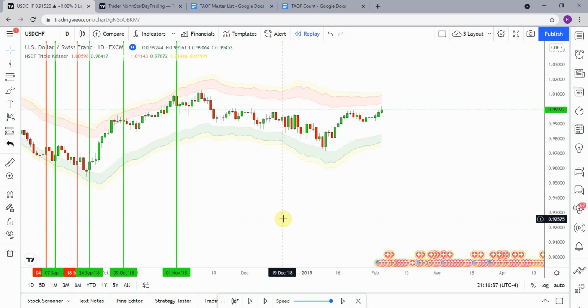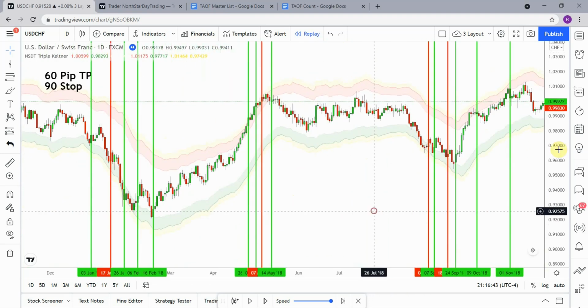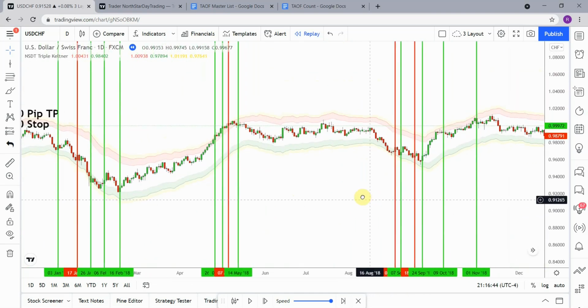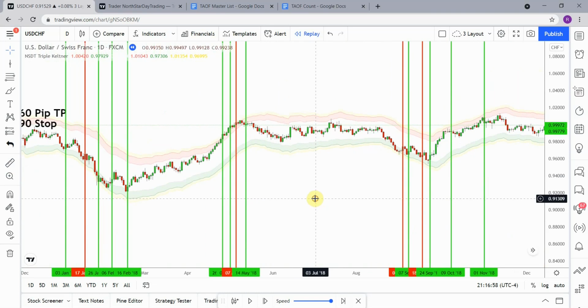All right, let's see here. Let's go ahead and take a look at what we get out of this. All right, let's count these out. So we have 1, 2, 3, 4, 5, 6, 7, 8, 9, 10, 11, 12, 13, 14, and 15. So we have 15 trades altogether. And we have 1, 2, 3, 4, 5, 6, 7, 8, 9, 10, and 11.